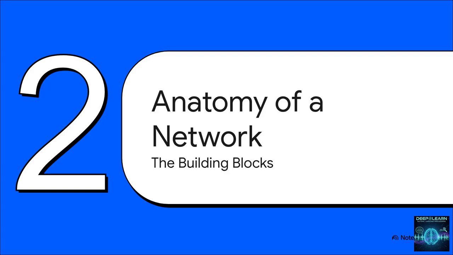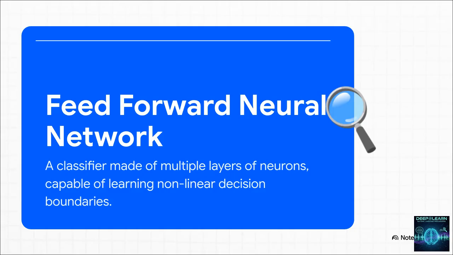Okay, so let's pop the hood and see what one of these networks is made of. And the good news is, if you get the basic idea of a single neuron, you're already most of the way there. We're just going to connect those building blocks together in a really clever way. So at its heart, a feed-forward neural network, or FFNN for short, is really just a classifier that's built with multiple layers of neurons. You can almost think of it as taking a simpler model, like logistic regression, and just supercharging it with the ability to learn those complicated nonlinear boundaries we were just talking about.